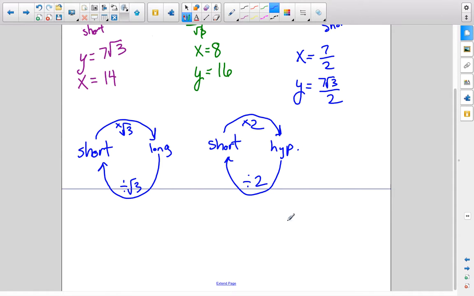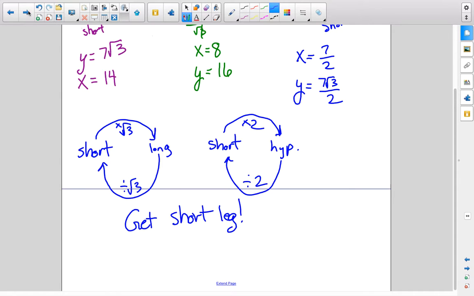Okay, important to have this graphic here so you can ask yourself, what do I have and what do I want? And if you're not given the short leg, get the short leg first. And that would be the rule on the 30, 60, 90.